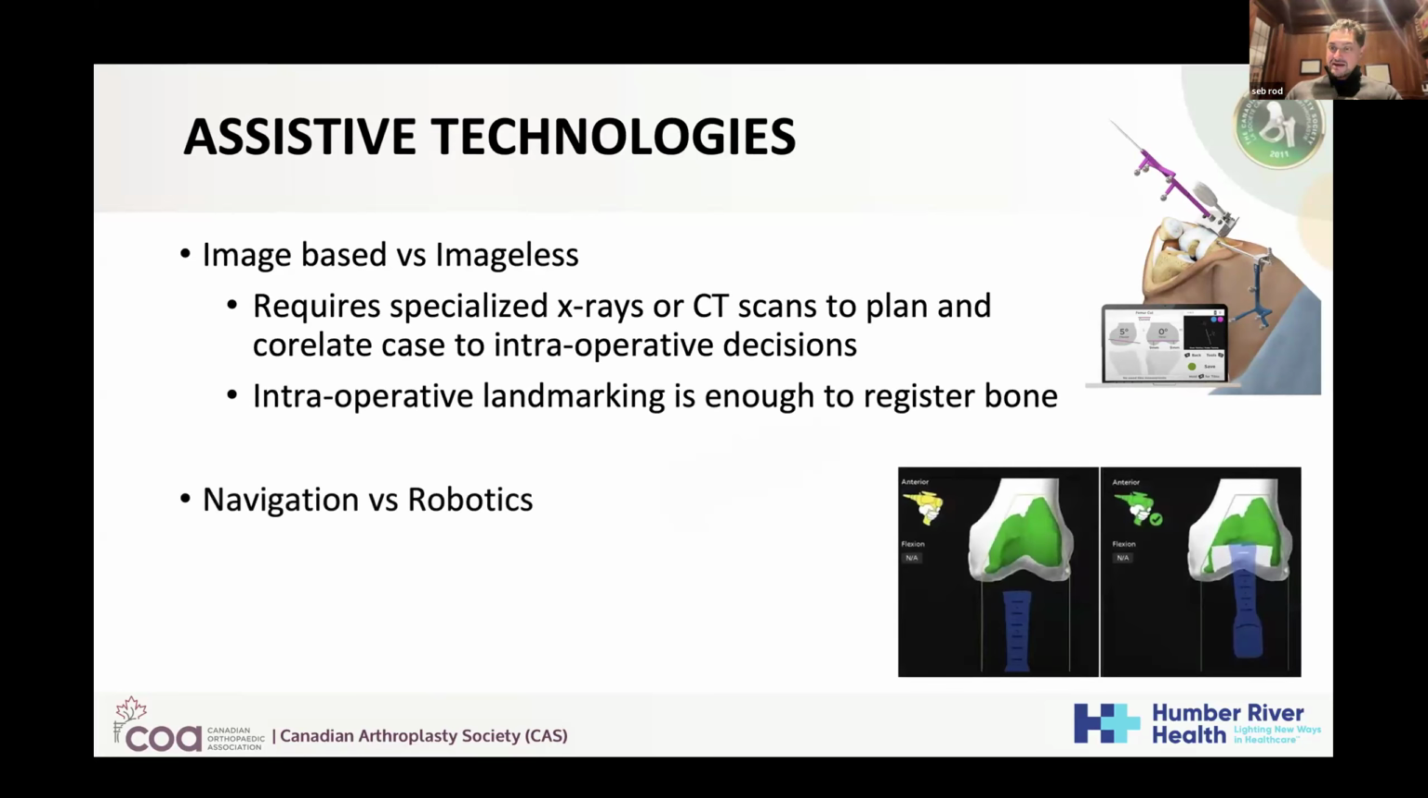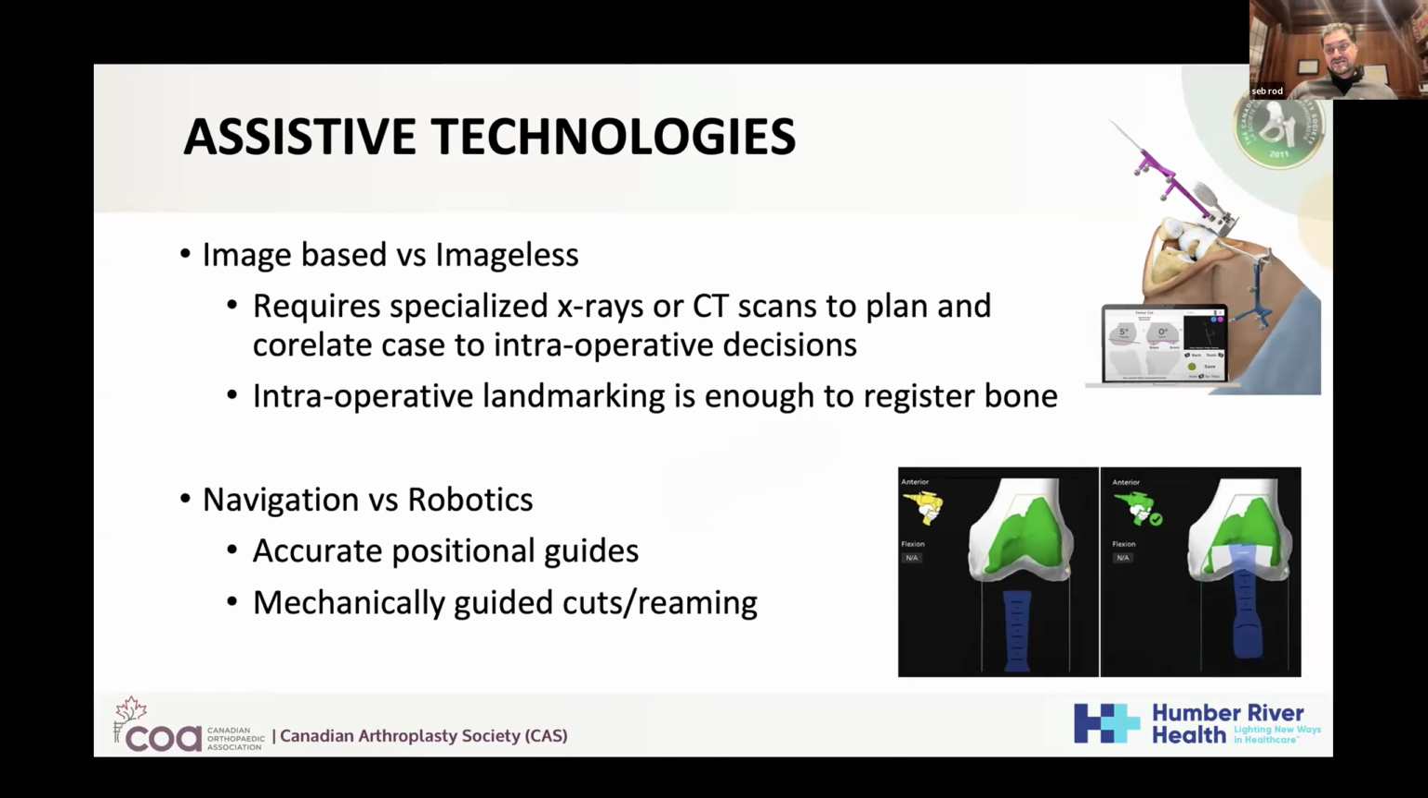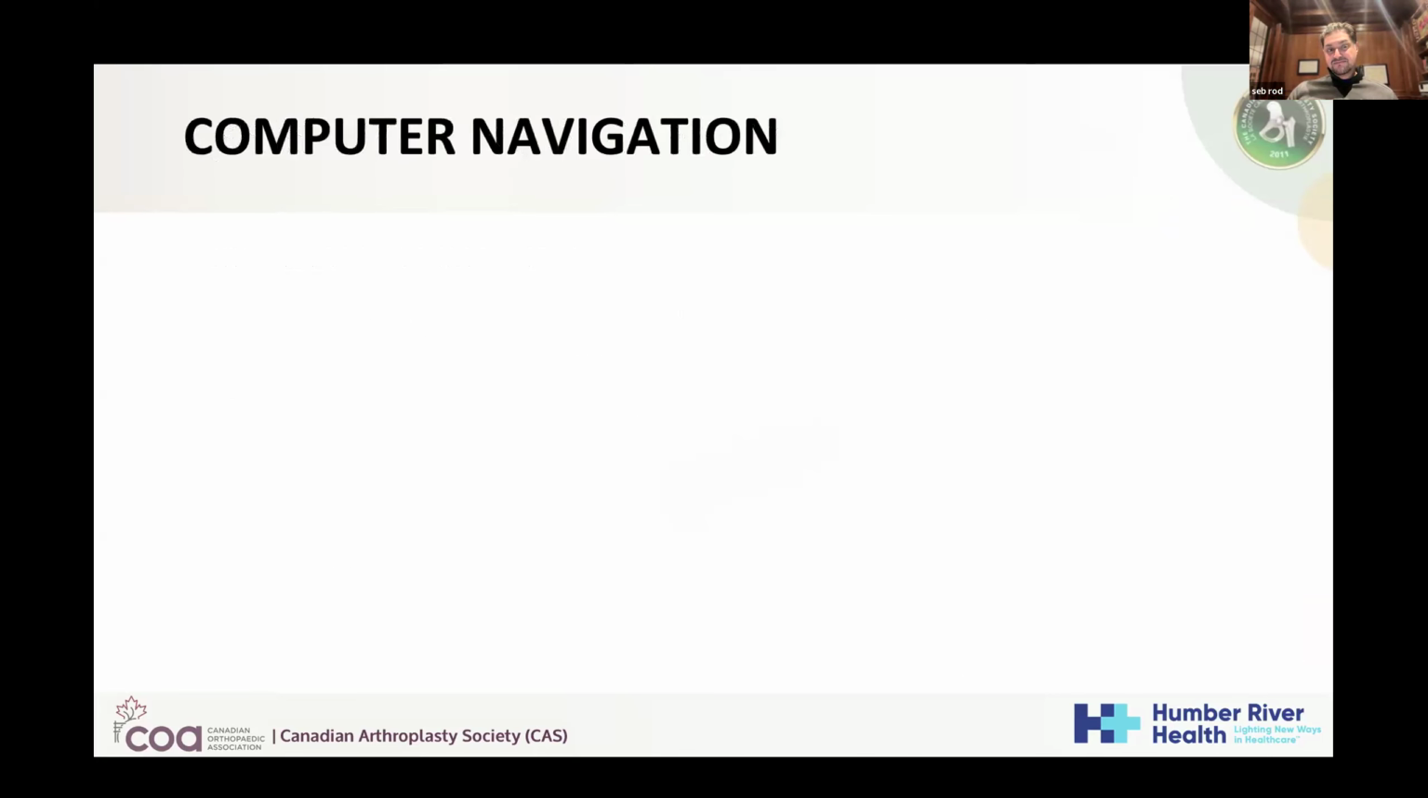And then the other two main categories of assistive technology would be navigation versus robotics. Navigation is really giving you accurate position based on some landmarks, and you can quantify those numbers, whereas robotics speaks to a machine-controlled arm, which can either guide or make cuts for you in either hip or knee arthroplasty. And this can also help in the reaming of the acetabulum.